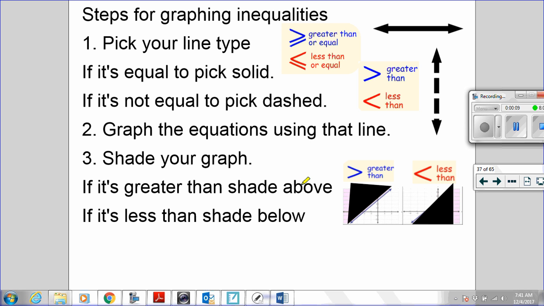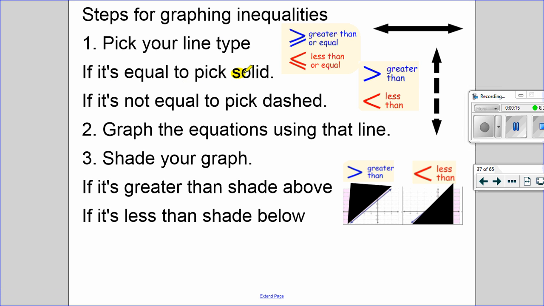Today we're looking at graphing inequalities. Here are my steps for graphing inequalities. Step 1, pick your line type. If it's equal to, pick a solid line. If it's not equal to, pick a dashed line.